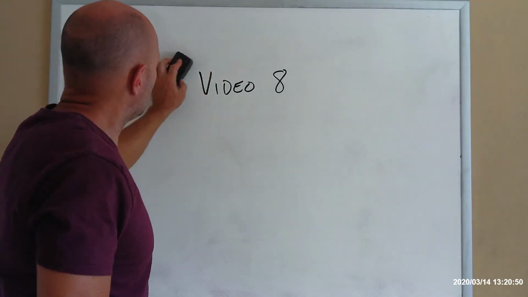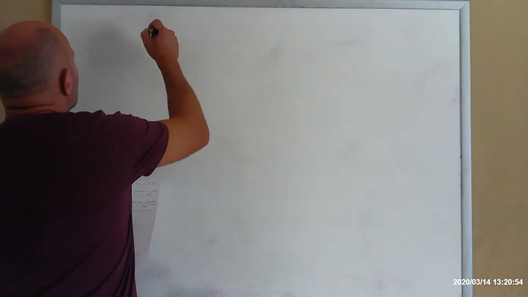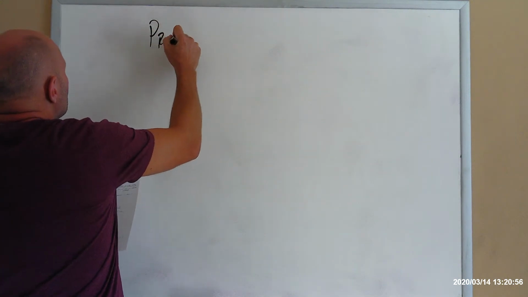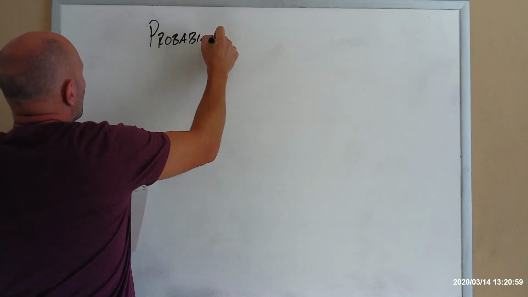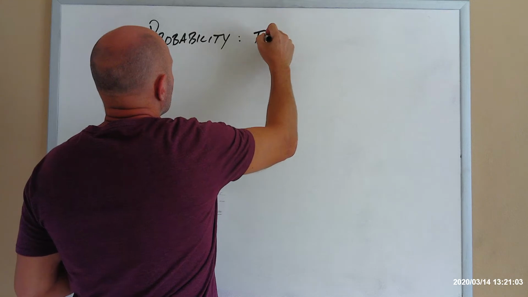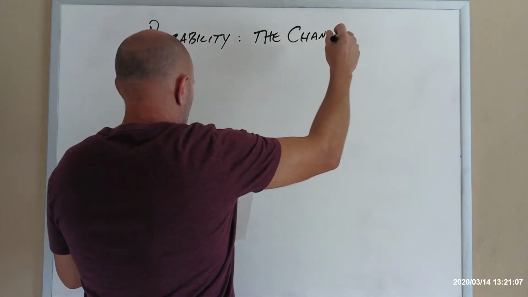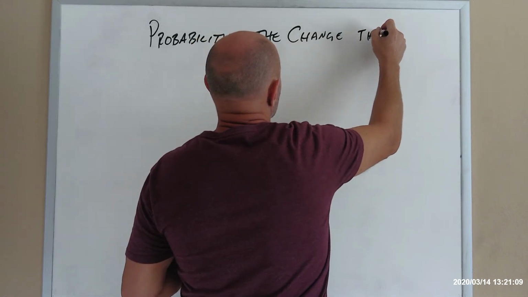So first a couple definitions as we normally do here. The definition of probability: it's the chance that something will occur.